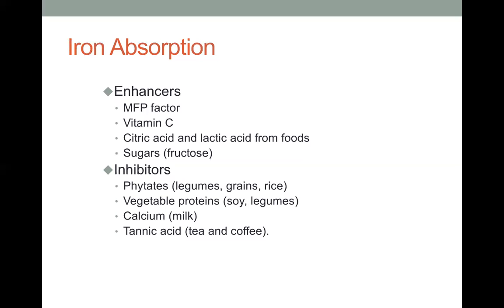So people who do eat a lot of vegetable foods, maybe nuts, seeds, soy, grains, legumes, rice, etc., wild rice especially, those are great healthy foods, but they can reduce the absorption of iron. So vegetarians and vegans sometimes need to consume more iron because some of the iron that they're eating isn't going to be absorbed due to phytates in their diet.